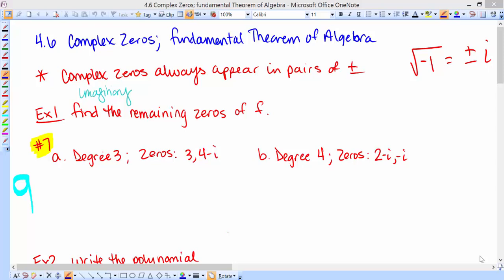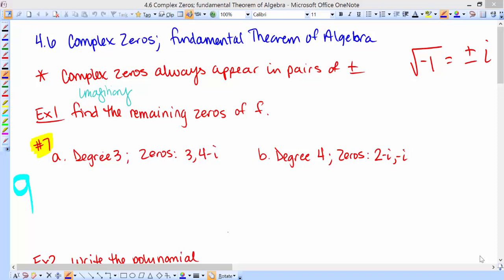4.6, complex zeros. In 4.5, we were solving the polynomial functions, and we were only solving that in the real number system, but we did see some imaginary solutions show up. And we also talked about how our imaginary or our complex zeros come in pairs, conjugate pairs, plus or minus. So we're going to look further into these conjugate pairs and develop polynomials from those pairs.